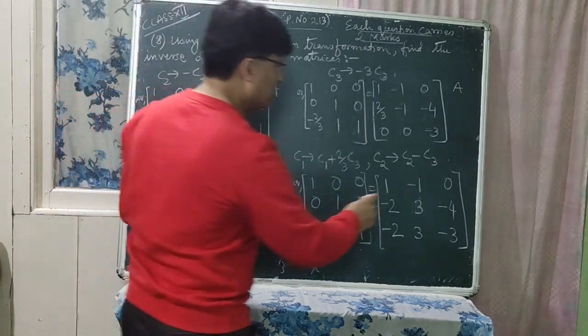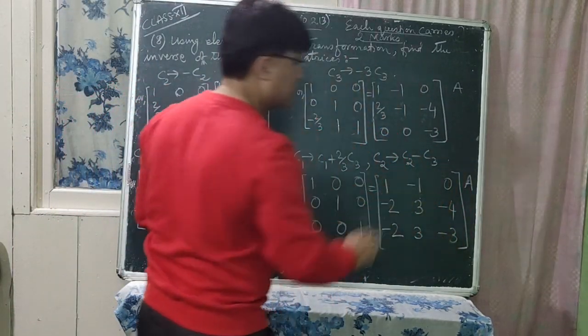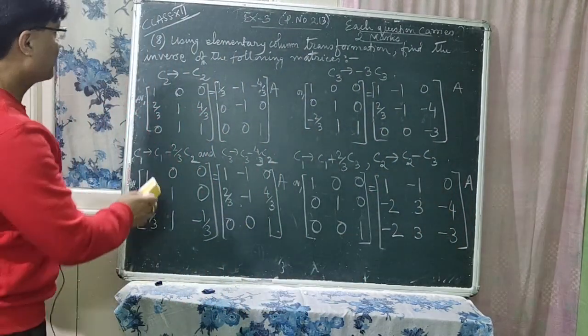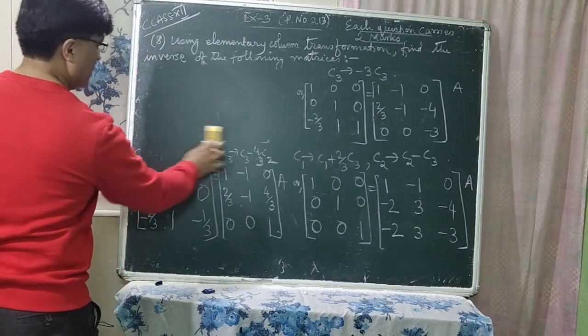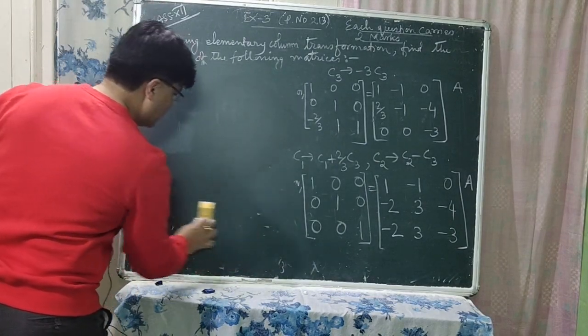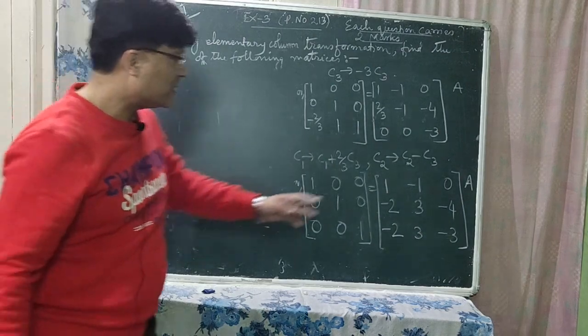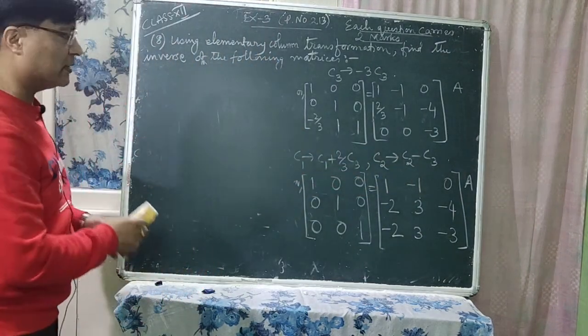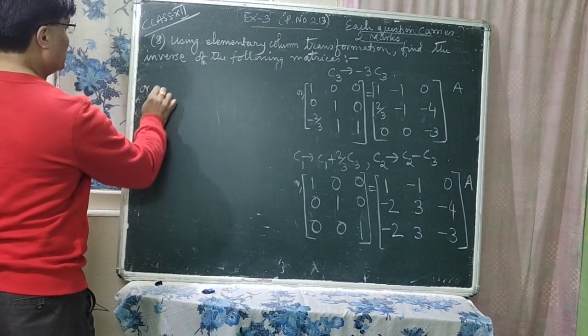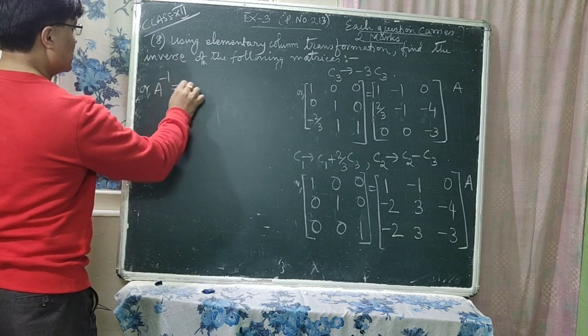And you should write here A. Don't forget to write A out here. Okay. Next, what will you do? Now this A should be taken to the left hand side. So this A becomes A inverse.